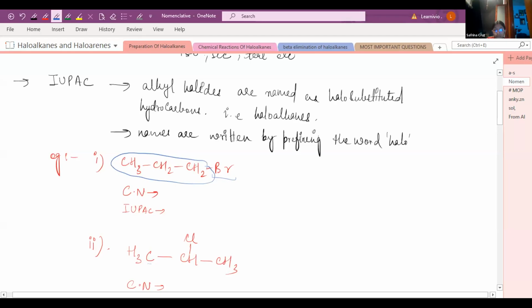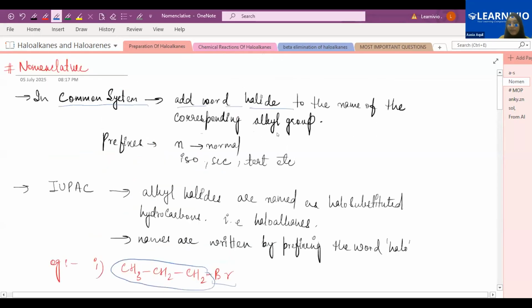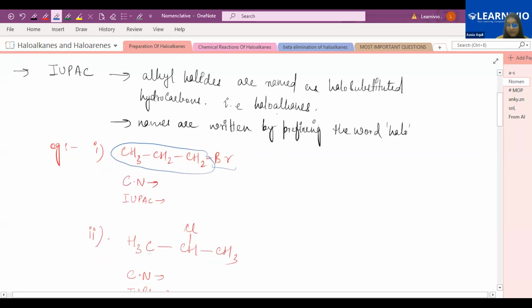So the 3 carbon chain, what do we name it, Safrina? For a 3 carbon chain, what do we use? Propane, yeah. And this is your alkyl group, right? So in the common name, what do we write? We write the alkyl group name first, basically propyl, and after propyl we write down the halide word. So this is your propyl bromide, yeah? That's the common name, propyl bromide. Write it down.